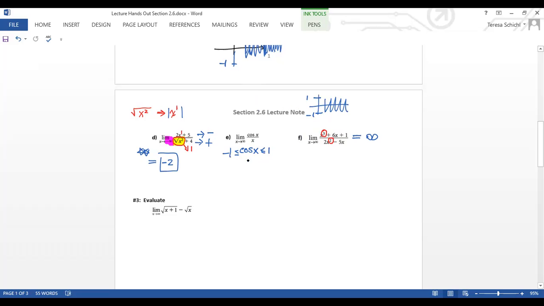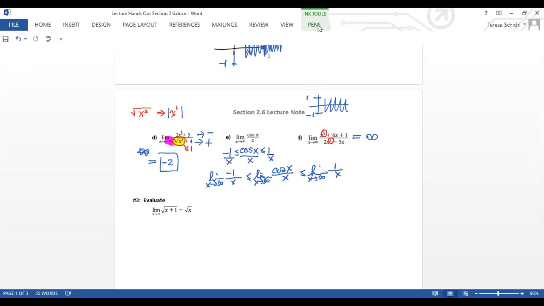Okay, now I divide by x on all sides. Now I'm taking the limits here. So I will say the limit as x approaches infinity of negative 1 over x is less than or equal to the limit as x approaches infinity of cosine x over x, which is less than or equal to the limit as x approaches infinity of 1 over x here.